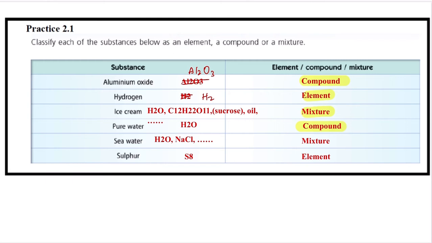And then seawater. Seawater is composed of many different salts dissolved in water. So it contains sodium chloride and water already, so it is a mixture. And then at last, sulfur. Sulfur, S8, is an element because only sulfur atoms are present inside.